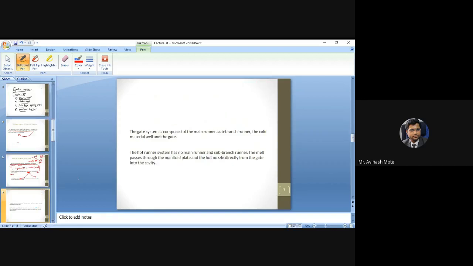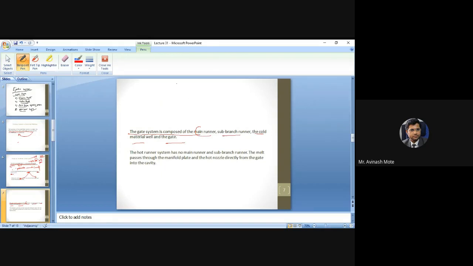Now, basically, this is something related to the manufacturing process that you studied: gating system, runner system, sprues. These details are there because the gating system and runner system are nothing but the feeding mechanism. This gating system is composed of main runner, sub branch runner, cold material well, and the gate. Now what is this, you will see individually and properly.